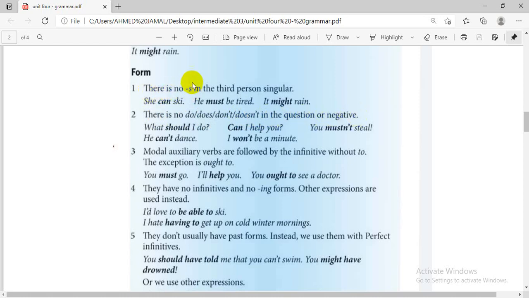Here there is no s. This s is the third person s. She can ski. He must be tired. It may rain. 2. There is no do, does, don't, doesn't in the question or negative. What should I do? Can I help you? You must not stare. He can't dance. I won't be a minute. So we notice the absence of do, does, don't, doesn't in these sentences containing should, can, must, can't, or won't, in questions and negative sentences.